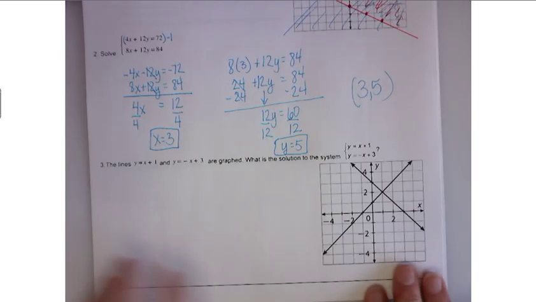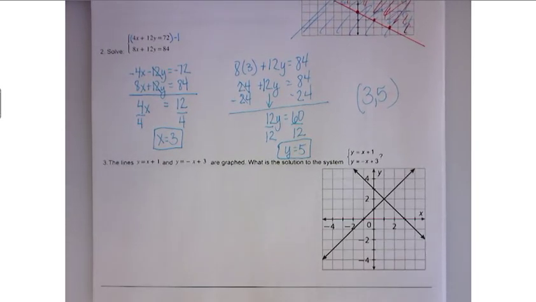Okay, let's look at this question. It says the lines of y equals x plus 1 and y equals negative x plus 3 are graphed. What is the solution to the system? Well, if they didn't give us the graph, I'd have to do something where maybe I made the two equations equal to each other and find my x and then my y. But they give me the graph.